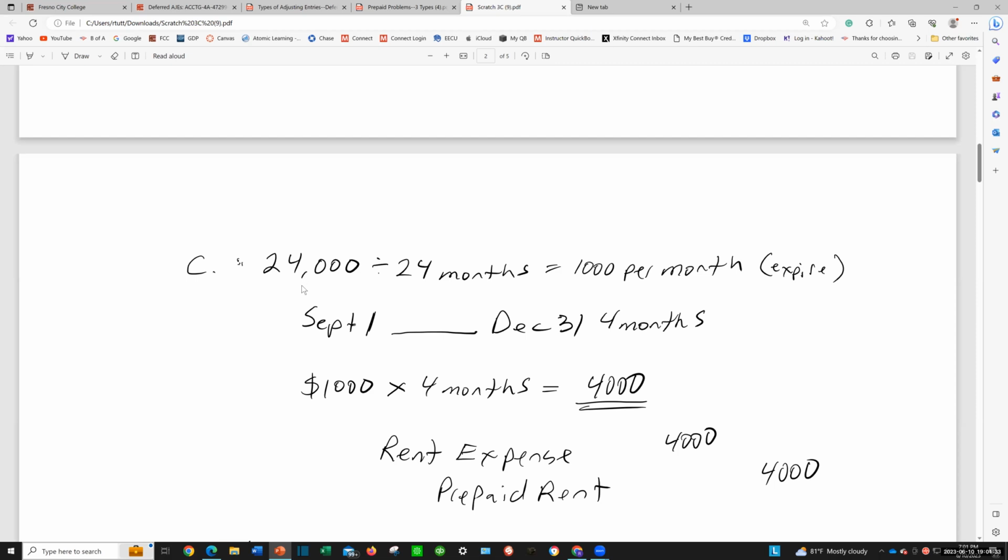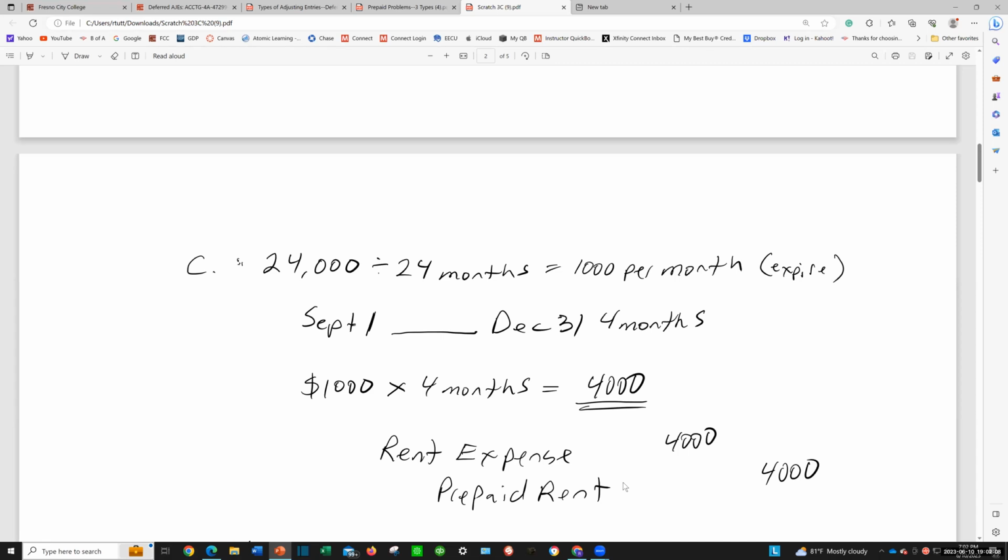So how much per month expires? Well, 24,000 divided by 24 months, it expires by $1,000 per month. Okay, and how many months expired? 4. So you take $1,000 times 4 months, which gives us 4,000. So our adjusting journal entry is debit rent expense, $4,000, credit prepaid rent, $4,000.